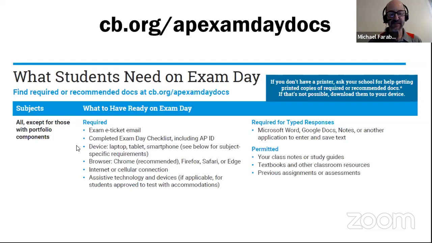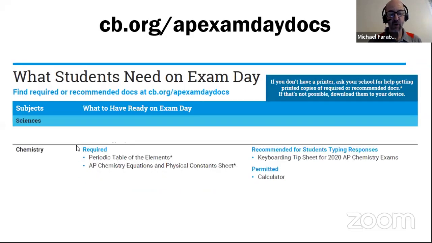For chemistry specifically, besides your e-ticket, you would need a periodic table, and you can go to cb.org/AP-exam-day docs, and you can find the periodic table along with the AP Chemistry equations and physical constant sheet. And there's also a keyboarding tip sheet. So for example, if you're typing on a computer and you're trying to figure out what's the best way to represent formulas or equations or show your work, the keyboarding tip sheet will give you some ideas about that.